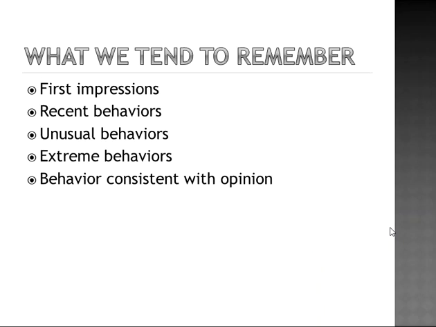So, what we tend to remember. We tend to remember the following: first impressions, recent behaviors, unusual behaviors, extreme behaviors, and behaviors that are consistent with your opinions. So again, first impressions, that's one thing. When you first start working with someone, you get their first impressions, which may have some impact on future observations. Then what's the most recent thing they've done? Something unusual that they've done, something extreme that they've done. These are not necessarily going to be representative of this person's true behavior. So again, our memory here is going to be influenced by these factors.